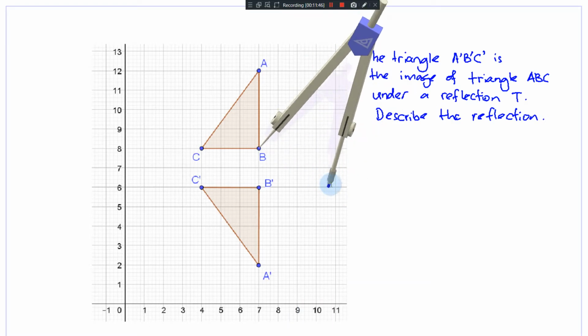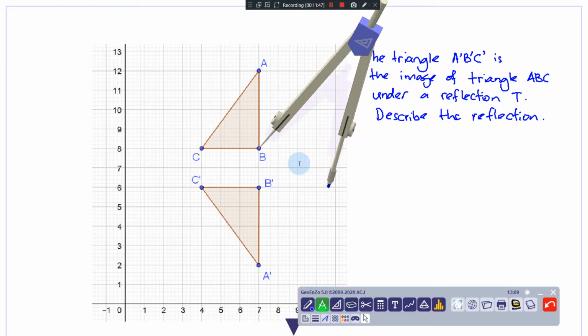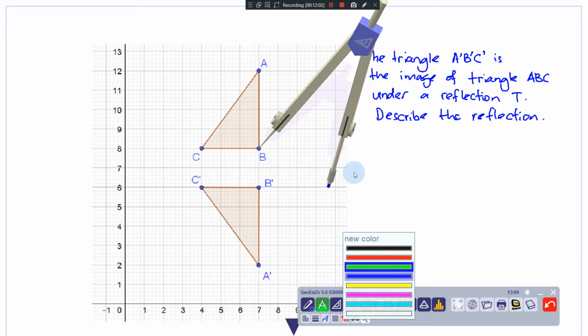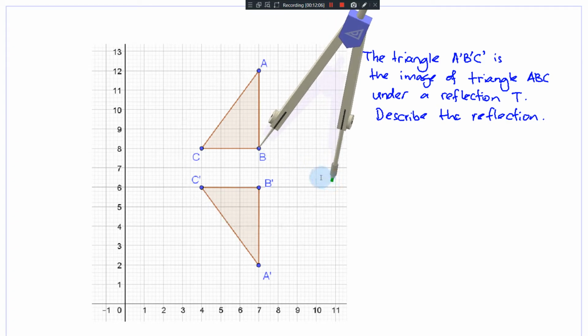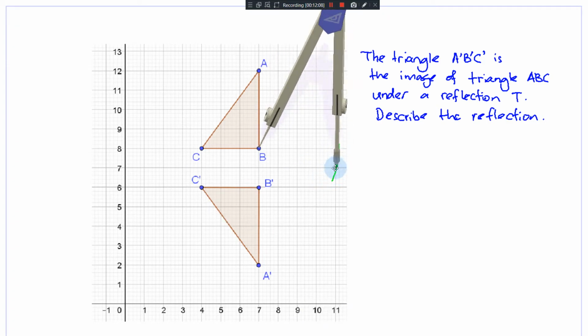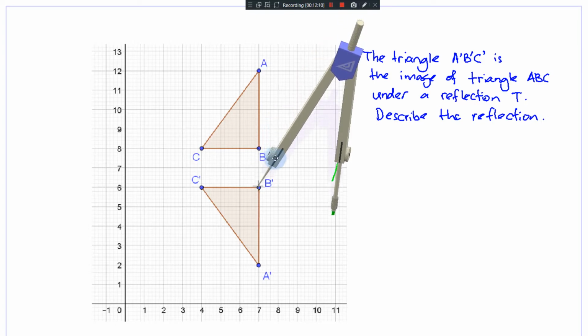So remember what I told you just now. Choose one pair of the corresponding points, the vertices. Sorry, one pair of the points. It means B and B prime, C and C prime, or A and A prime. So any pair. Then use the compasses. Construct a perpendicular bisector of this pair of points. Over here.